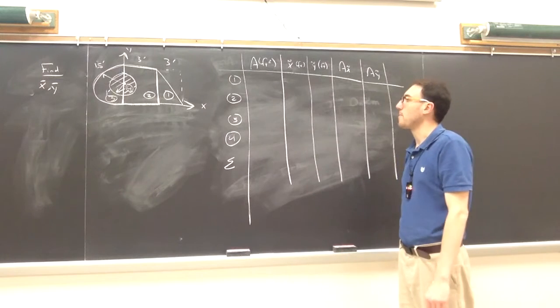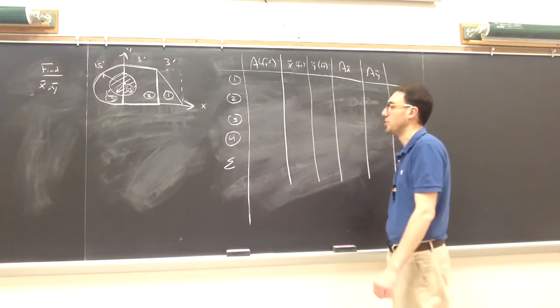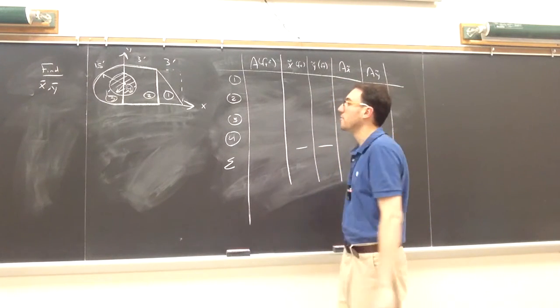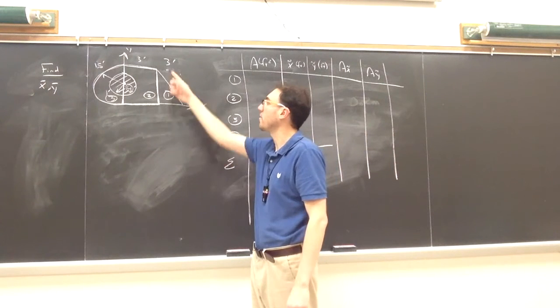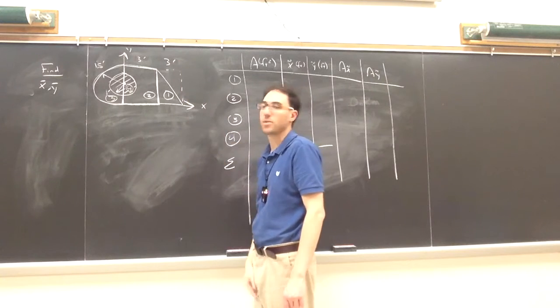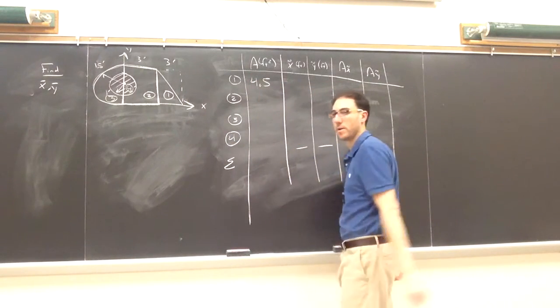So we'll start with shape number 1. I usually like to do all the areas, then all the x tildes, all the y tildes, but it's up to you. The order doesn't really matter in the end. For shape number 1, I have a right triangle that has a base of 3 and it has a height of 3. So it's 3 times 3 over 2 to find its area, so 4.5 for shape number 1.